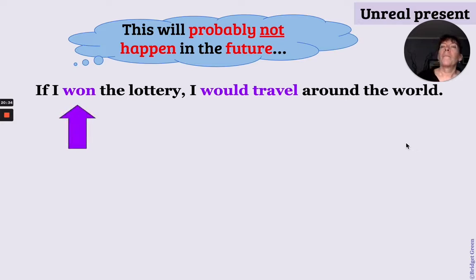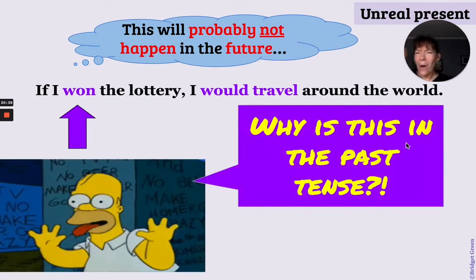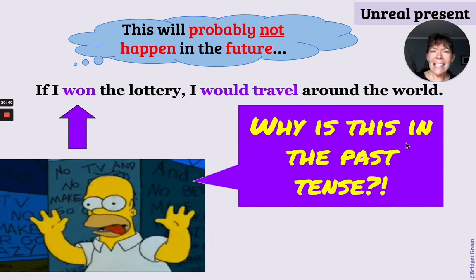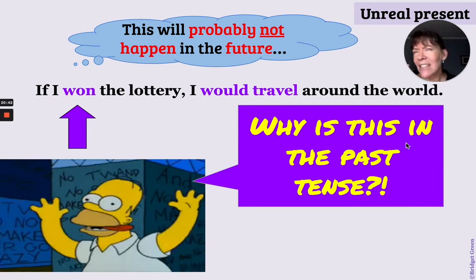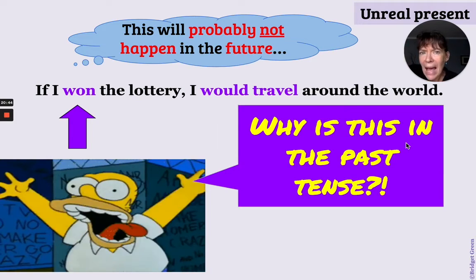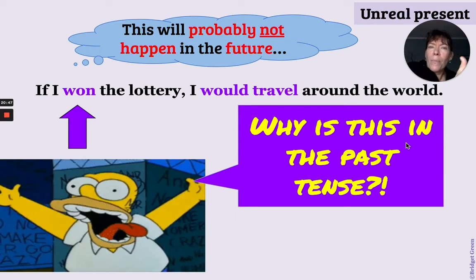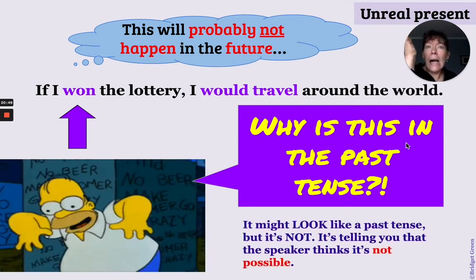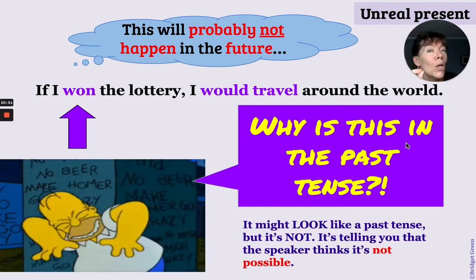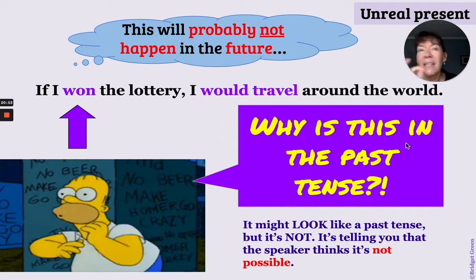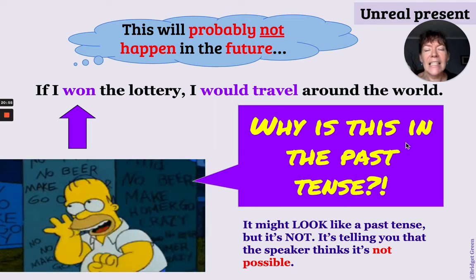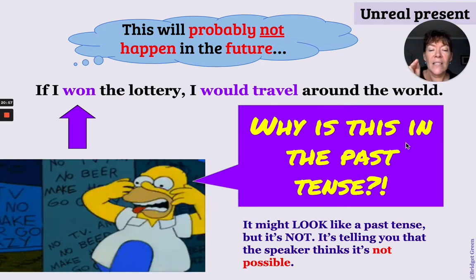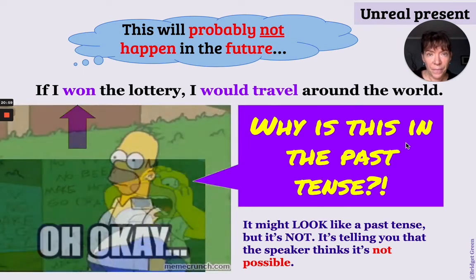Remember, past tense verb, but what? Why is this in the past tense? That's crazy. The past tense to talk about the present or the future? It might look like the past tense, but it's not the past tense. It's telling you that the speaker thinks it's not possible.